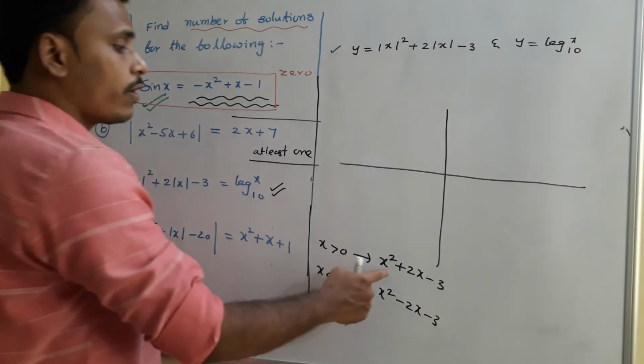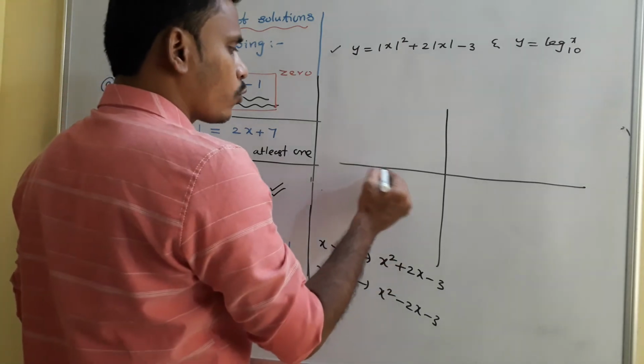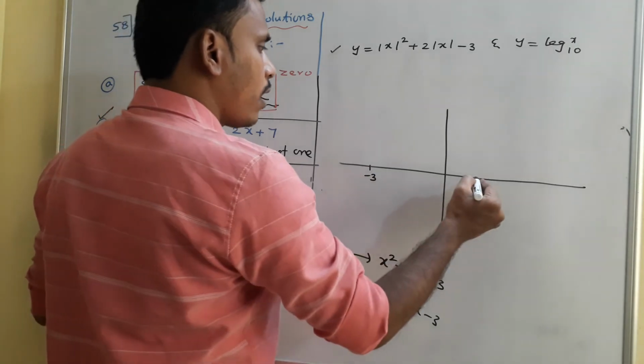The first case, x square plus 2x minus 3. What are the roots? I can write it like this: x plus 3 into x minus 1. So, one root is minus 3 and the other root is 1.